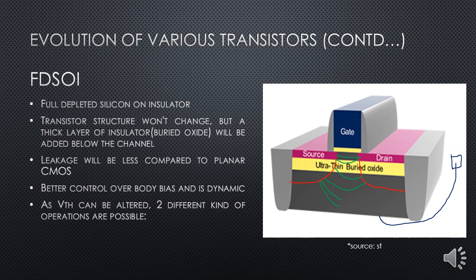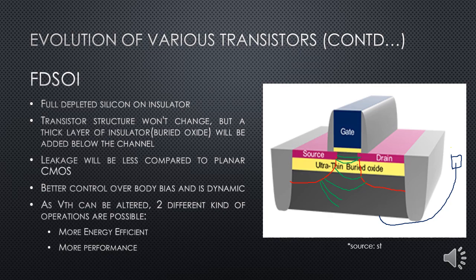As the VTH can be altered, how can the VTH be altered? The voltage is the potential difference between two different plates. Here, these two are acting as a plate. You have the body bias applied over here, and so the VTH can be altered. So what are the two different kinds of operations possible? One being more energy efficient and the other being more performance. Based upon the threshold voltage we have, if it is high, one kind of operation, and if it is low, the other kind of operation is possible.